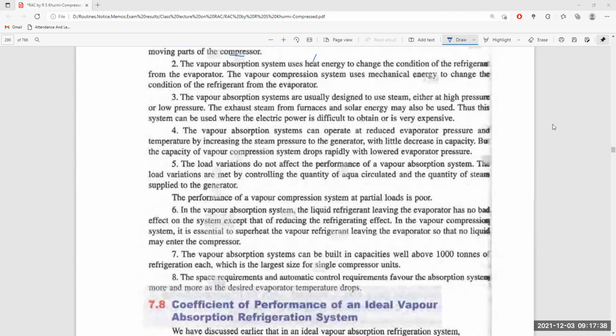So for the compression system, it is essential to superheat the vapor refrigerant leaving the evaporator, so that no liquid form enters the compressor. Anyway, the refrigerant at the outlet of the evaporator should be superheated so that all liquid vaporizes, and no liquid goes to the compressor, because it adversely affects its performance.